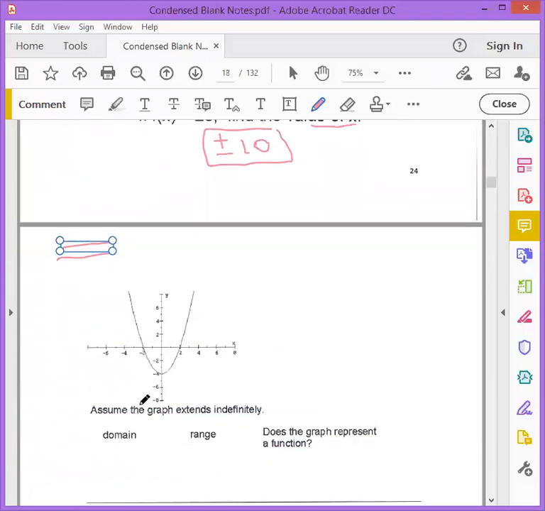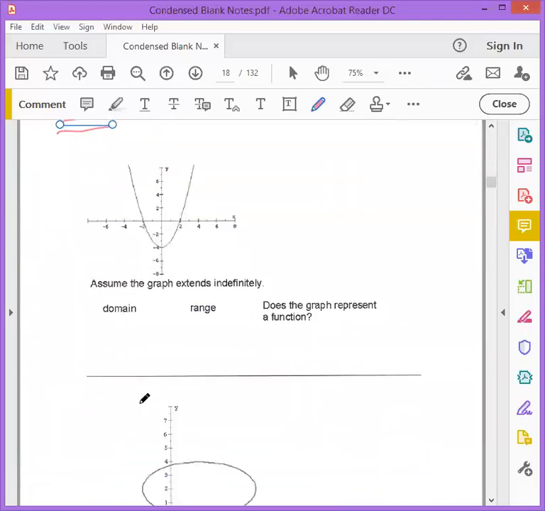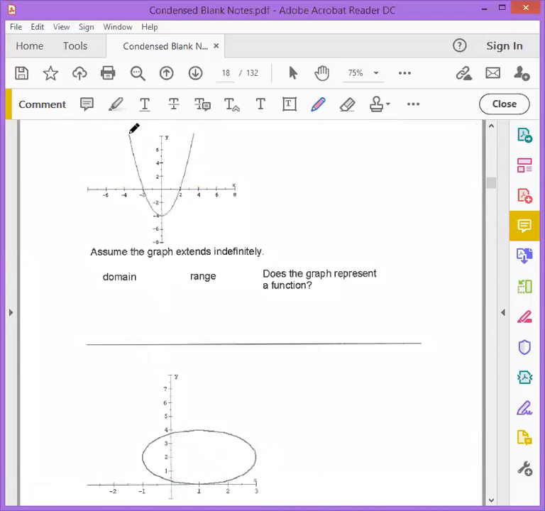All right. Now we see a parabola here. We want to assume that this graph extends indefinitely. So that means we could put arrows at the end of this parabola. It's going to continue to grow and grow on both sides. And we want to find the domain. Remember, the domain is our x coordinates, and we want to find the range, that's our y coordinates. We also want to determine if this graph represents a function.